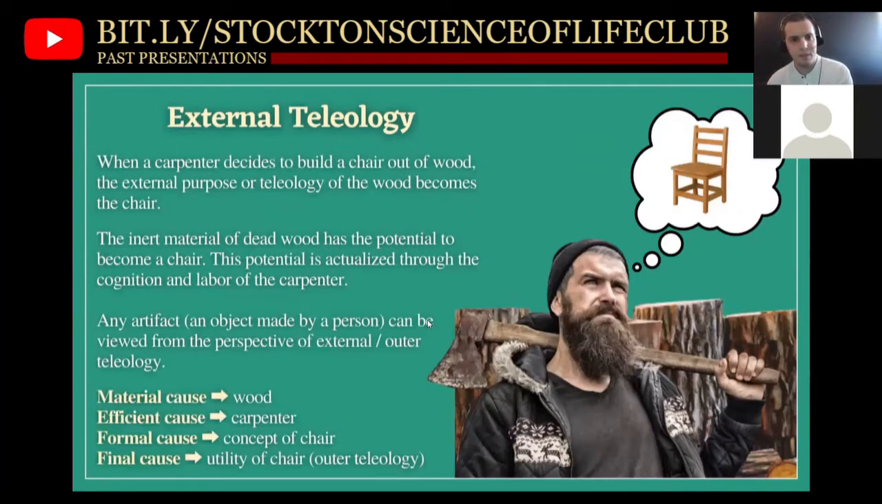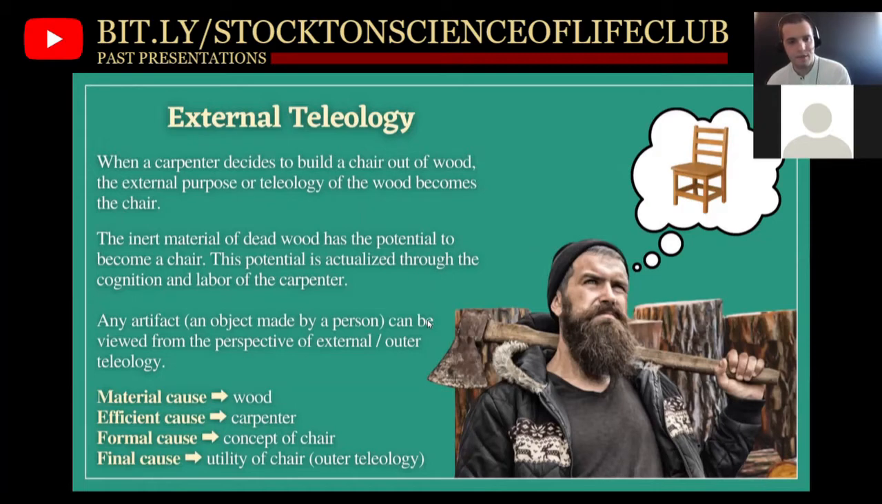So briefly, we just explained external teleology. When a carpenter decides to build a chair out of wood, the external purpose or teleology of the wood becomes the chair. The inert material of dead wood has the potential to become a chair. This potential is actualized through the cognition of the labor of the carpenter. Any artifact can be viewed from the perspective of external or outer teleology. We also here show the four causes.